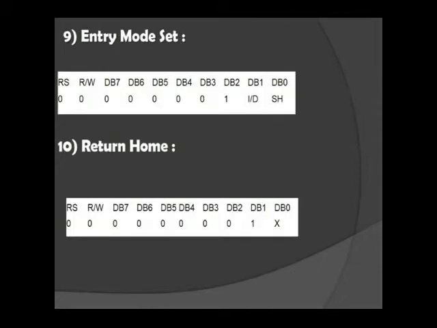Entry mode set. This instruction sets the moving direction of cursor and display. When ID is equal to 1, the cursor moves to the right, and if ID is equal to 0, then the cursor moves to the left. Return home. This instruction sets the address counter to 00H and returns the cursor to the first column of the first line. If the display was shifted previously, this instruction shifts it back too. The DDRAM contents don't change in this instruction.